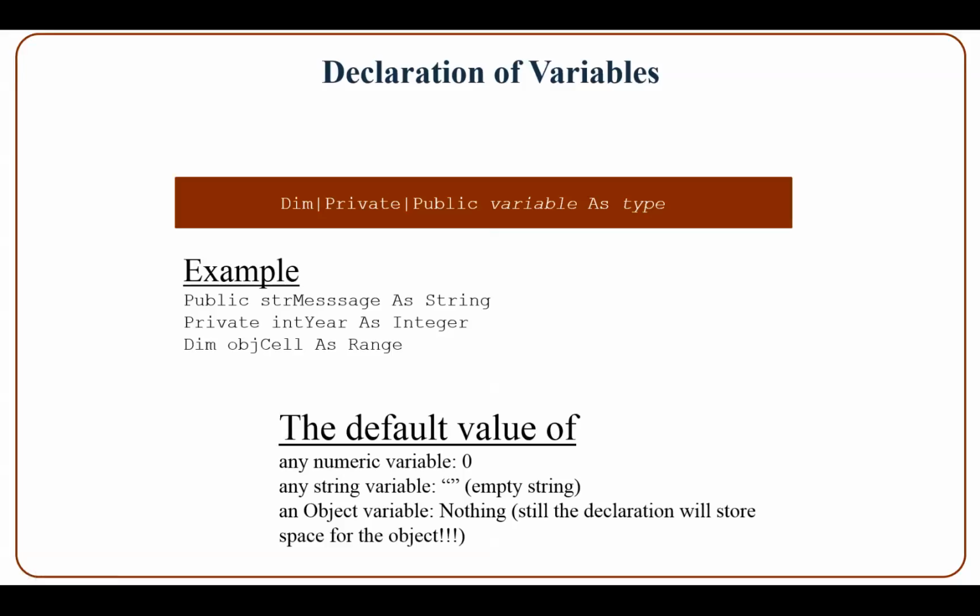The default value of any numeric variable is 0. The default value of any string variable is an empty string, and the default value of an object variable is Nothing.